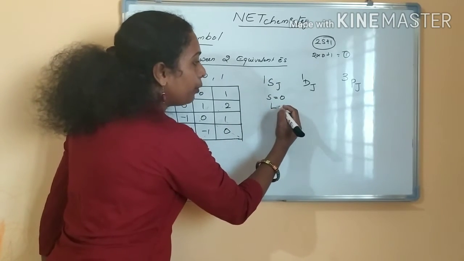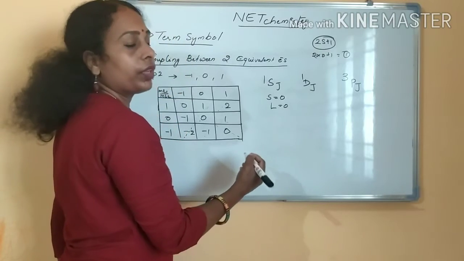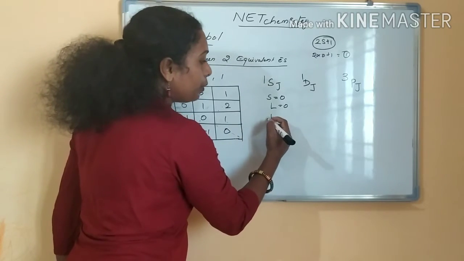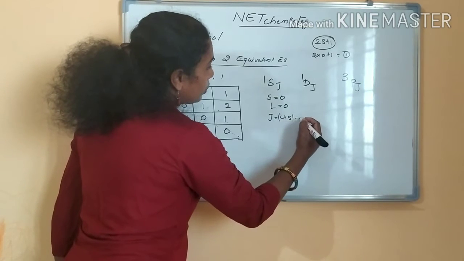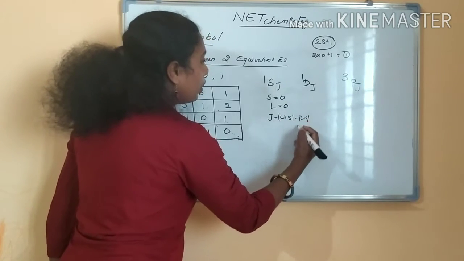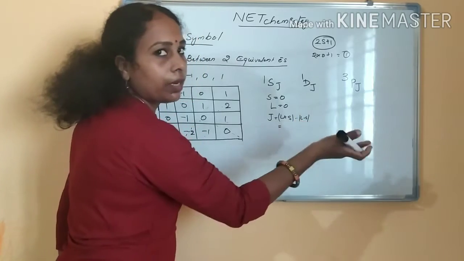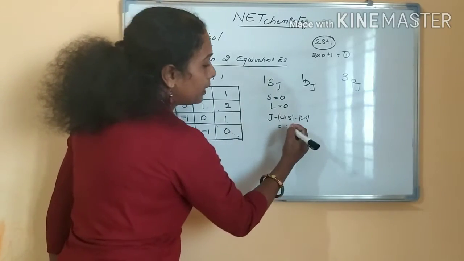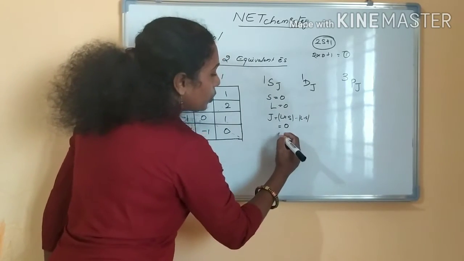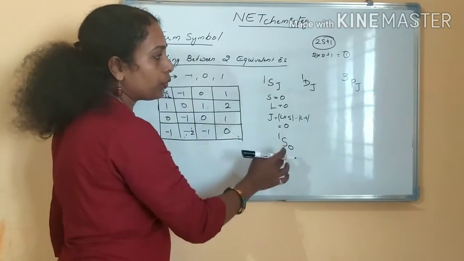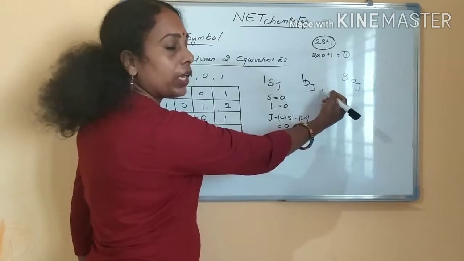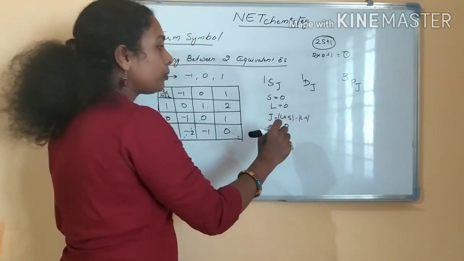What is the L value? L also equal to 0, right? Then what is the J value? J value is nothing but L plus S to L minus S. Here you need not take L plus S and L minus S, you take 0 plus 0, you will be getting 0. So what is the term symbol? 1S0 for this condition.